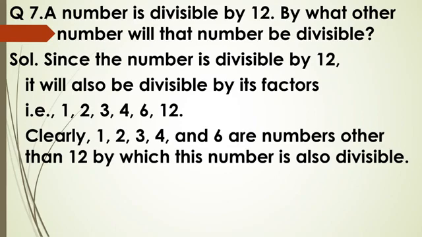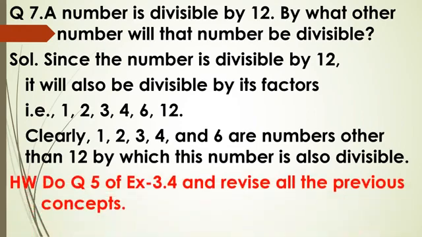These two questions are a little bit different. That's why I have solved them here. Just read them twice or thrice. You will understand them. Now see your homework. Do question number 5 of exercise 3.4 and revise all the previous concepts. Beta, revision of all the previous concepts is very important, because in this chapter there are many small things, and if you forget any one, then you are not able to do further questions. So please revise all the concepts. In the homework, I have given you only one question. Question number 5.